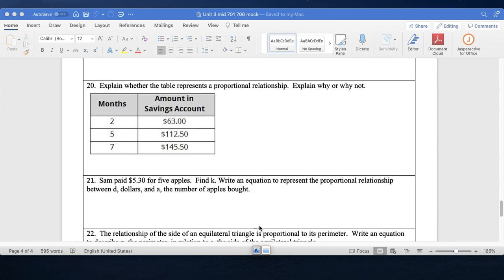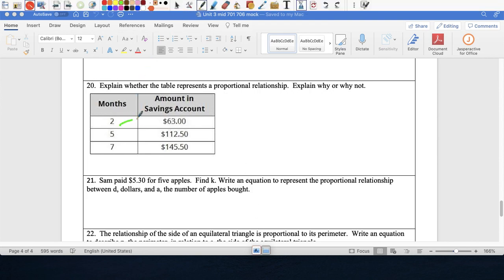Is it proportional? So it's 2 times whatever, 5 times whatever, and 7 times whatever. Is that same number present, the same constant of proportionality? Well, there's no other way but to try it out. So let's try the first one. 63 divided by 2. The second one would be 112.5 divided by 5, and the last one 145.50. So we're finding y over x, y over x, and y over x. Well, let's see what that equals.